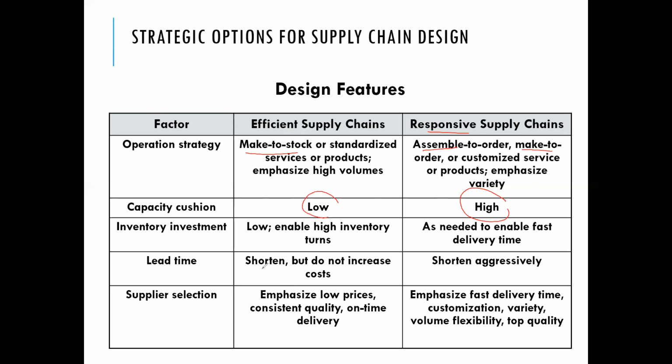And for lead times, basically the idea is to shorten them, but not at the expense of cost. Over here, the idea is to shorten the lead time aggressively. If you're selecting a supplier for an efficient supply chain, you would emphasize low prices. You would pick a supplier that gives you the lowest price. But if you're picking a supplier for a responsive supply chain, you would pick a supplier that gives you the fastest delivery. So in summary, in an efficient supply chain, the emphasis is on cost reduction. In a responsive supply chain, the emphasis is on faster speeds.